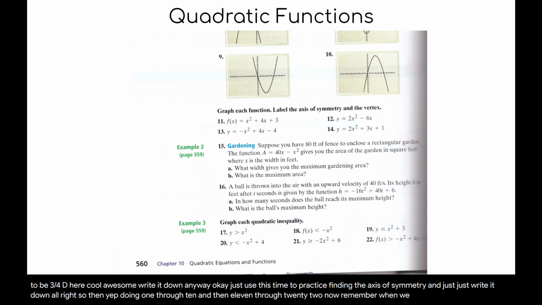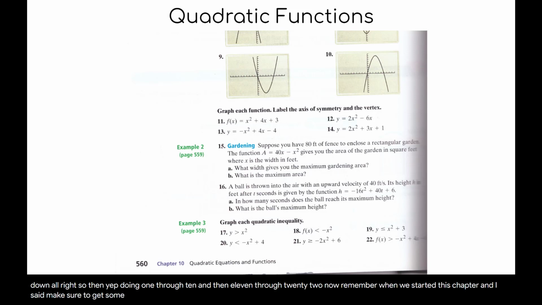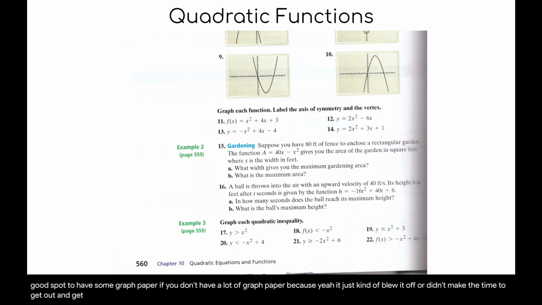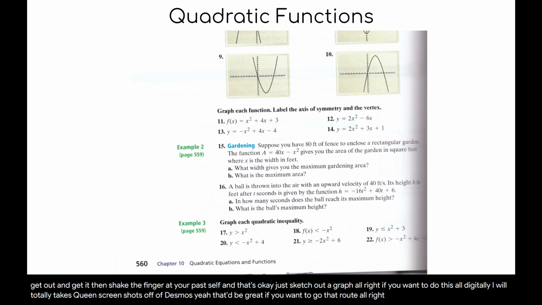Now, remember when we started this chapter and I said make sure to get some graph paper? Well, if you did it, go ahead and give your past self a high five, because proper planning puts you in a good spot to have some graph paper. If you don't have a lot of graph paper because you just kind of blew it off, or didn't make the time to get it, then shake a finger at your past self, and that's okay. Just sketch out a graph, all right? If you want to do this all digitally, I will totally take screenshots off of Desmos. That'd be great if you want to go that route. Either way, just give it a shot.